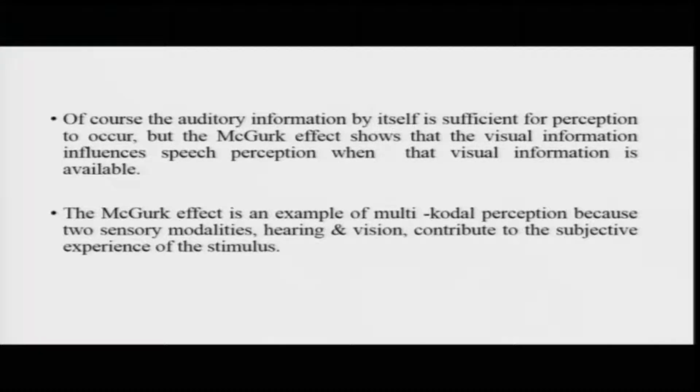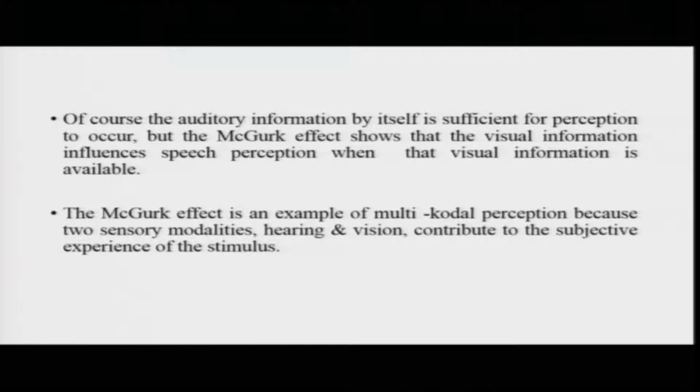Okay. So why does the McGurk effect happen? The McGurk effect happens because our speech perception system combines the visual information and the auditory information when perceiving sound, rather than relying on only the auditory information or only the visual information. So that is how it came up in multimodal perception. Most of our speech comprehension is actually rather multimodal, as long as you are at least having a visual of the person who is speaking. Of course, the auditory information by itself is sufficient for perception to occur, but the McGurk effect shows that the visual information influences speech perception.